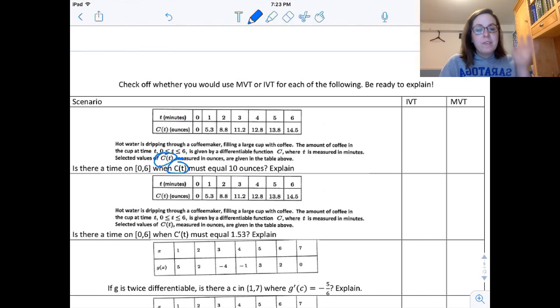Well, if I'm given C and I'm asked about C, that's IVT, right? The same function I'm given. Here I'm given C and I'm asked about C prime because I'm taking a derivative, I'm talking about the rates of change, that's going to be MVT.